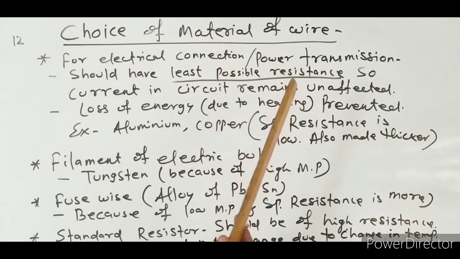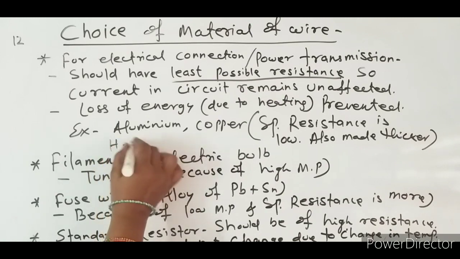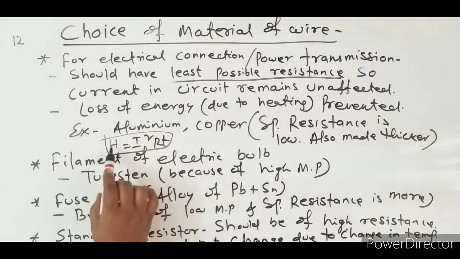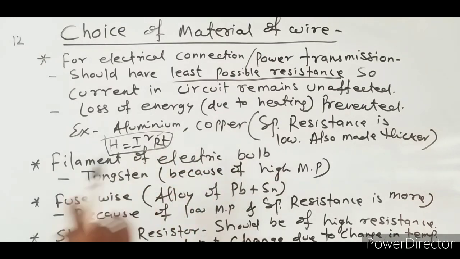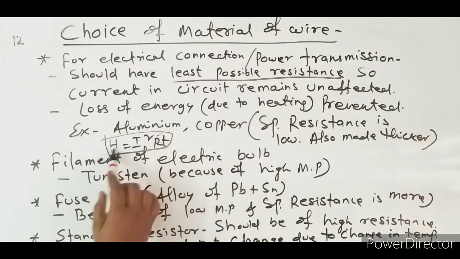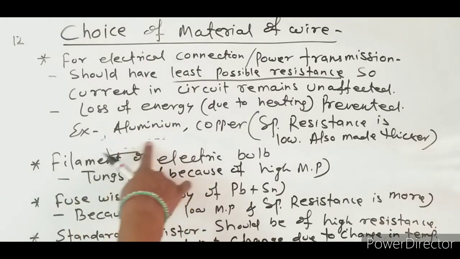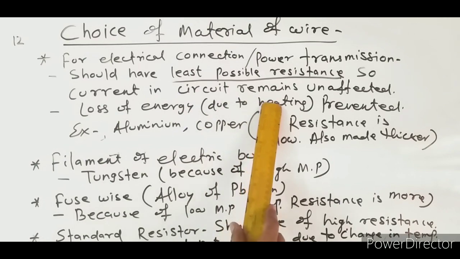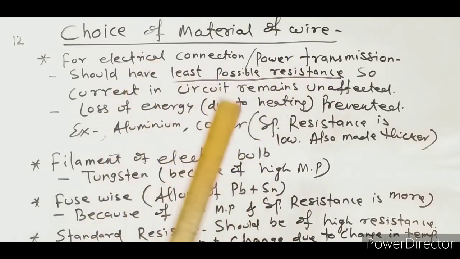And due to this, the heat energy released follows one formula: H equals I squared R T. Next chapter we will read this. Here I is current, R is resistance, T is time. The more the resistance, the more heat will be generated, and the longer the time period, the more heat generated. So to avoid loss of energy due to heating, it is prevented, because the resistance remains constant and current is unaffected. So what is this household wiring?